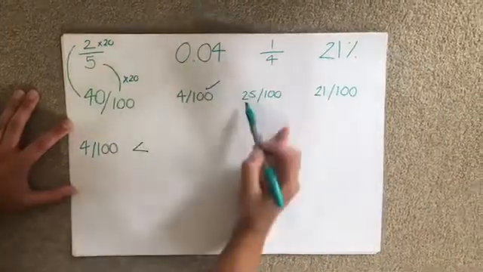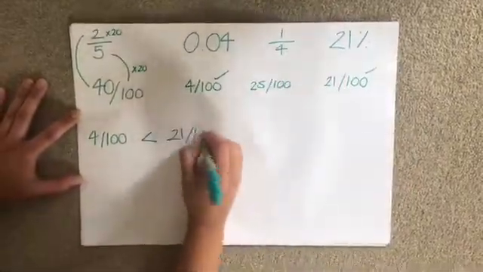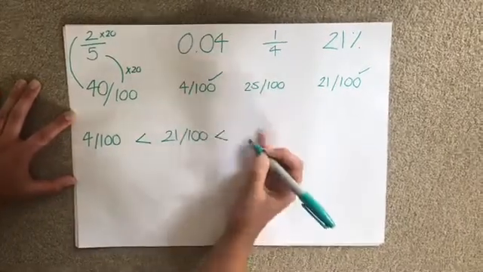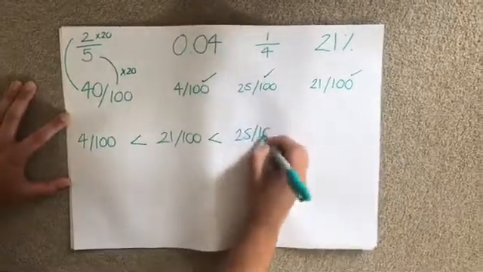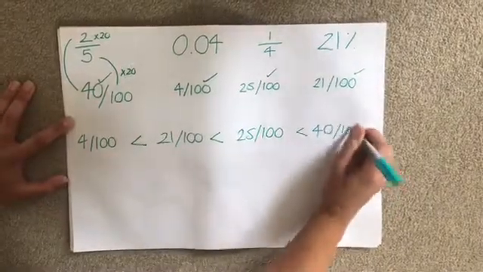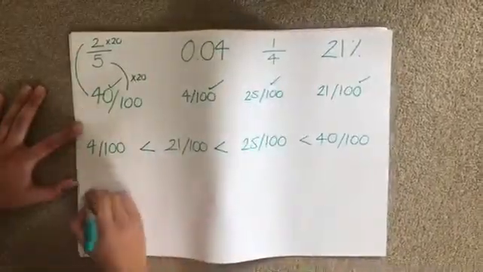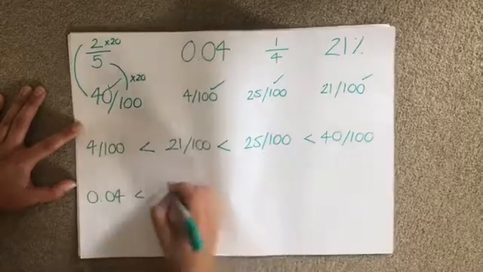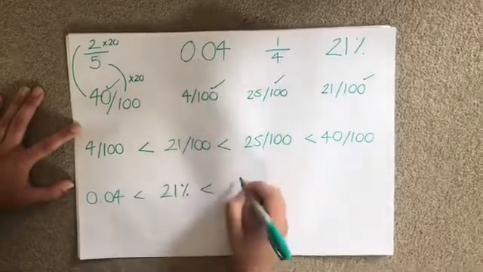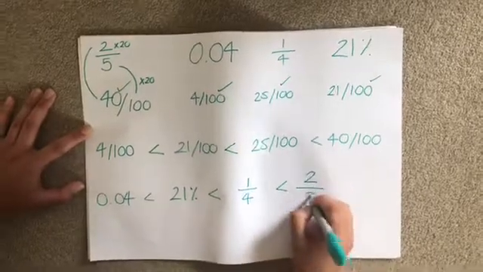So then we've got 40 hundredths, 25 hundredths and 21 hundredths. Well, 21 hundredths is the next smallest there. 21 hundredths is less than 25 hundredths. And 25 hundredths is less than our last fraction, 40 hundredths. Now remember, as a challenge, we can leave it as the original numbers here. So 4 hundredths was 0.04. Then 21 hundredths was 21%. 25 hundredths was a quarter. And 40 hundredths was 2/5.